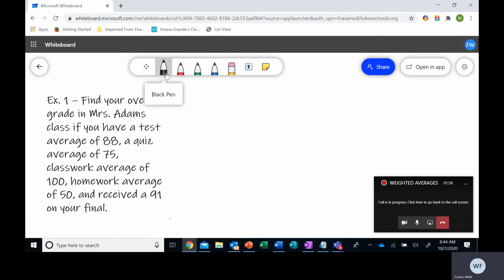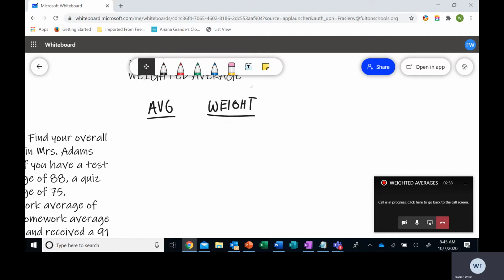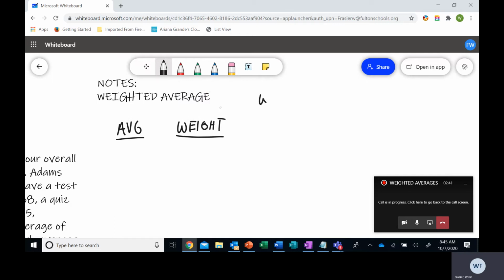Now the best way to do this is to create a little chart so that you can organize how you're going to figure out what the overall grade is. I would take the average, and then I would take the weight. That's a G, by the way. I can't make a G to save my life. And then you've got the weighted average. So that's what we're going to end up with.